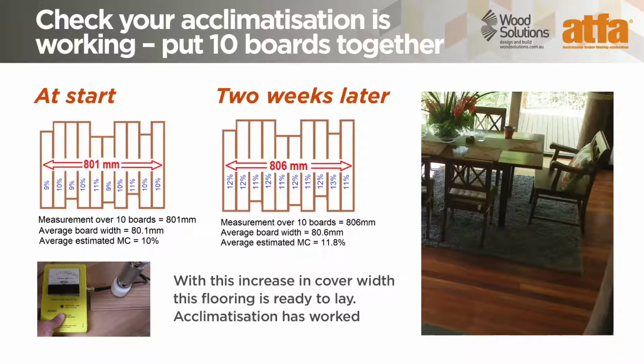Two weeks later, more moisture content readings are taken, and again, the measurement over the 10 boards. The result is now 806mm and an average estimated moisture content of 11.8%. So, what is consistent is that we have had an increase in average moisture content of 1.8%, and an increase in average board width of 0.5mm. The acclimatisation worked. We will still need to add the usual expansion allowance into the floor, but on laying, our average moisture content is only 1.2% away from expected average EMC, whereas before acclimatisation, it was 4%.